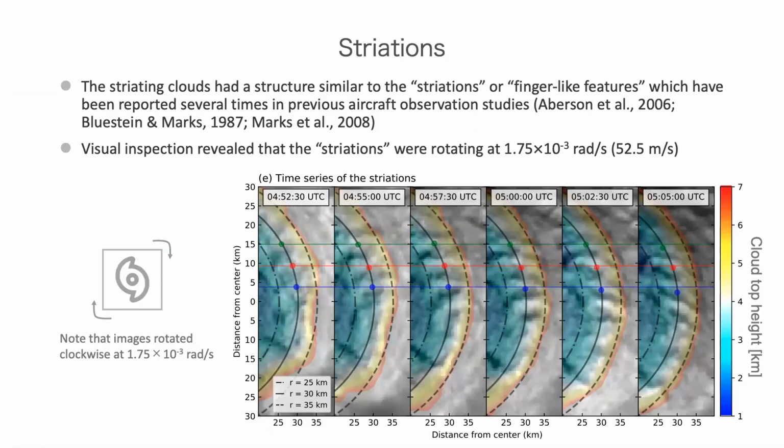We now focus on the straight-line clouds. The clouds had a structure similar to the striations or finger-like features, which have been reported several times in previous aircraft observation studies. Visual inspection reveals that the striations were rotating at 1.75 times 10 to the minus 3 radians per second. In this figure, the image is rotated clockwise at the obtained speed, and the striations appear to stay in the same place. This indicates that the striations were rotating counterclockwise at that speed.